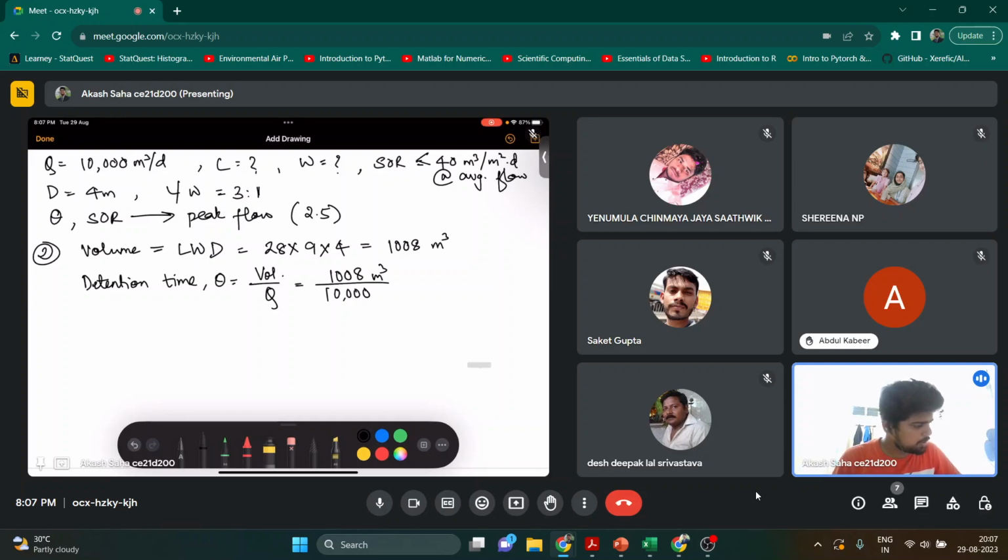So here it will be meter cube per day. If I change it into hours, it will be divided by 24 hours per day, which is equal to 2.4 hours. Fine. So my detention time is equal to 2.4 hours. I hope it is fine. So now, third, we will find the SOR at peak flow.